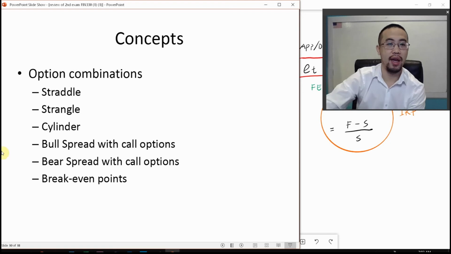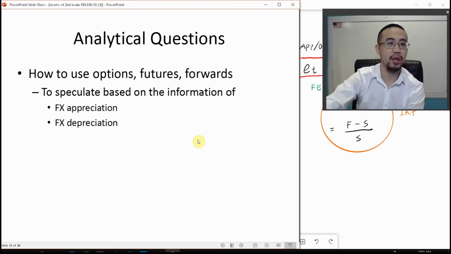And you also need to know what a break-even point is. The break-even point indicates a spot rate that makes the profit of your position zero. Okay, the spot rate can be somewhere that makes your overall profit zero. All right, so that's your break-even point. And you should know how to solve for the break-even point for certain option combinations and also for certain individual options.